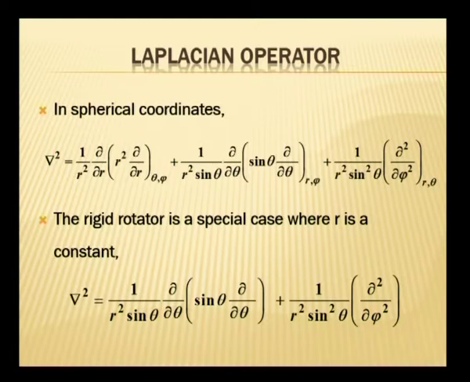Now, in the case of a rigid rotator, r is a constant. So, do not worry about the first term, get rid of the first term. You rewrite del square in terms of only theta and phi. Because for the rigid rotator r is a constant, this particular term will vanish, and so you have del square as 1 by r square sin theta into dou by dou theta of sin theta dou by dou theta, plus 1 by r square sin square theta dou square by dou phi square. There are two terms which you have here.